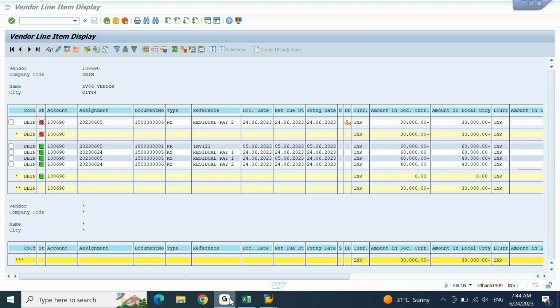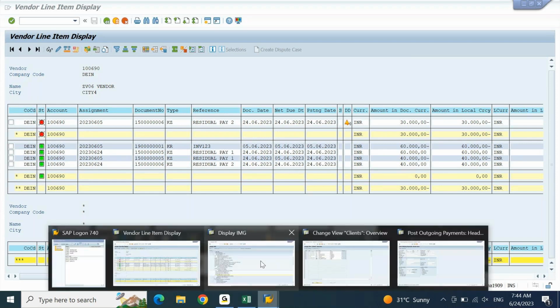Sir, how should I write off vendor minor payment differences, the minor residue balances, like 100 rupees, 200 rupees? How should I write it off, how many lines would be generated, and which posting keys should I use?